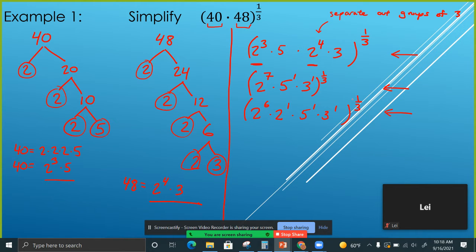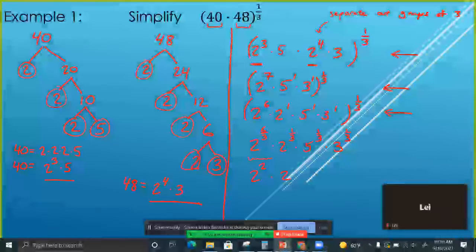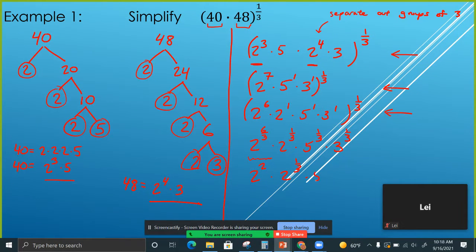Okay, so now finally I think we're ready. Let's multiply that 1/3 in. So we've got 2 to the 6 over 3, 2 to the 1/3, 5 to the 1/3, times 3 to the 1/3. Okay, and then this one, 6 over 3, the first 2, 6 over 3 is 2 itself, so this is 2 to the 2nd power. And then I've got these 1/3 powers.